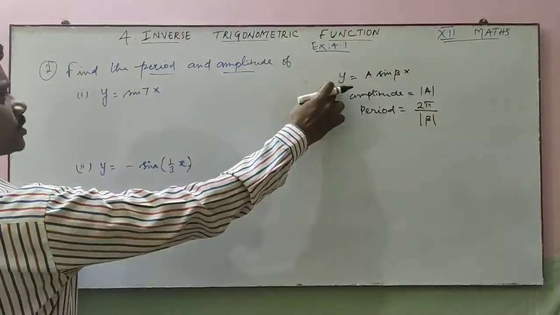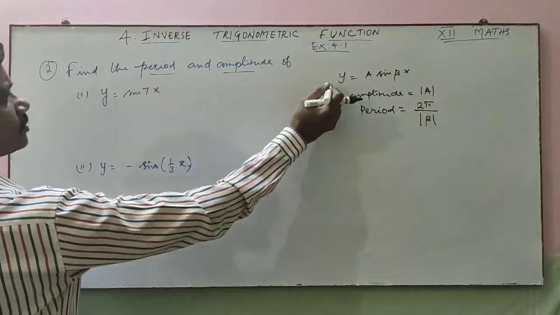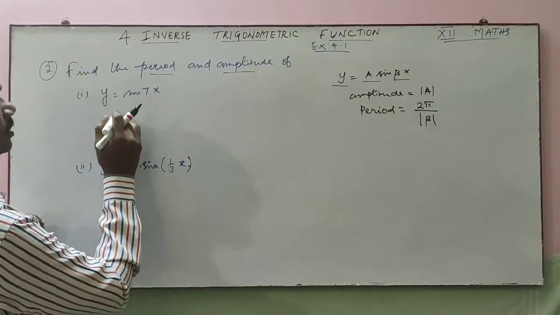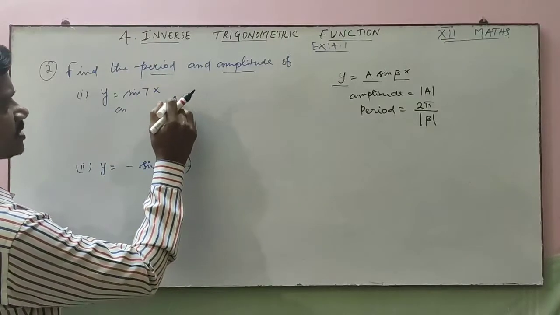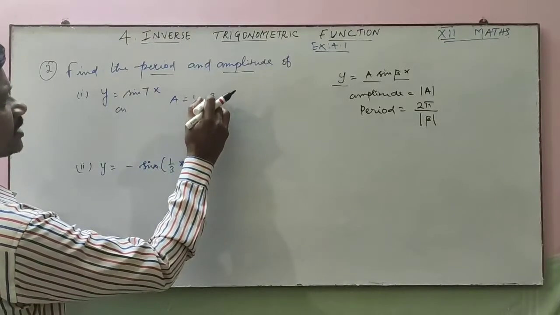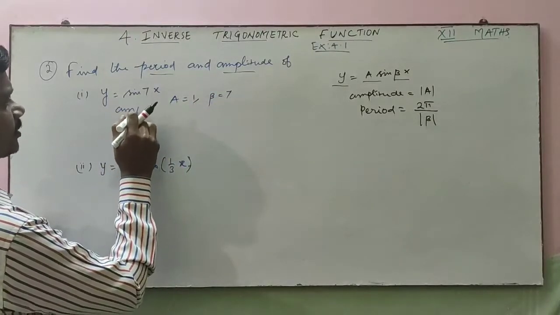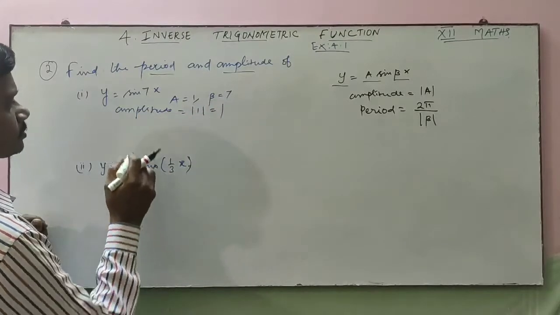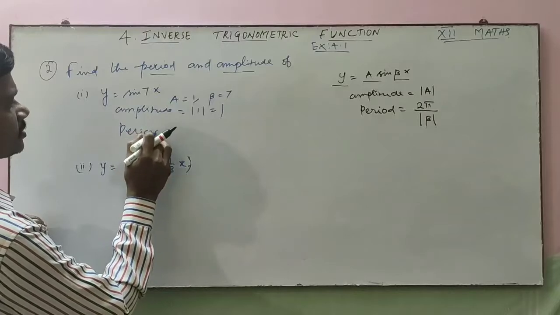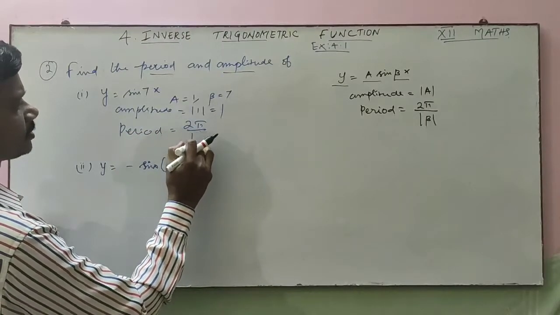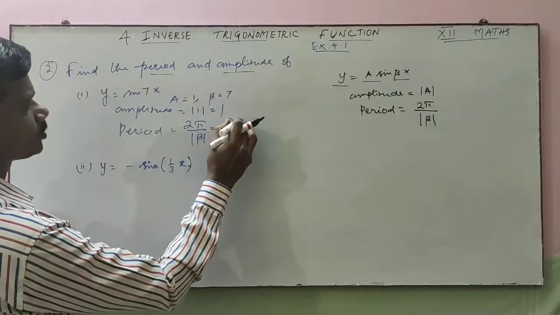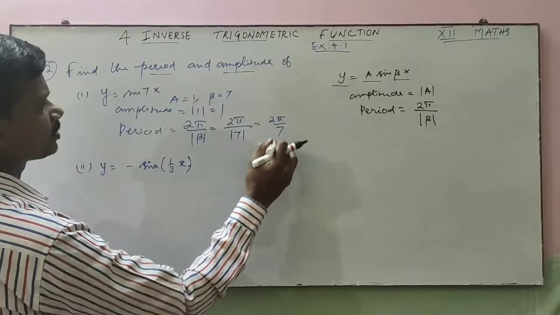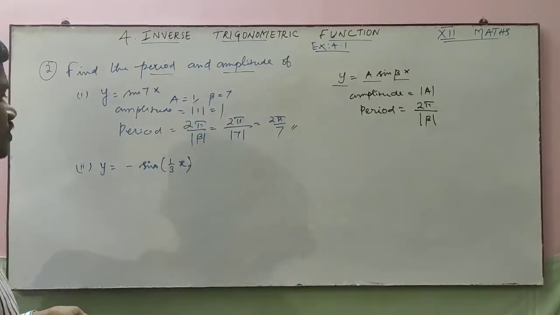On comparing this with y is equal to a sin beta x, in the place of a we have 1. So the amplitude, what is capital A? 1. What is the beta here? 7. So the amplitude is modulus of 1, that is 1. Then the period is 2 pi by modulus of beta. Here 2 pi by modulus of 7, which gives 2 pi by 7. This is the answer for the first subdivision.